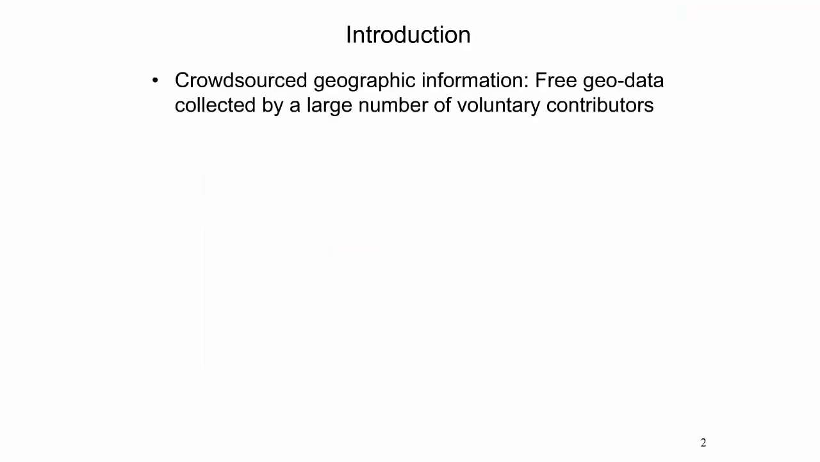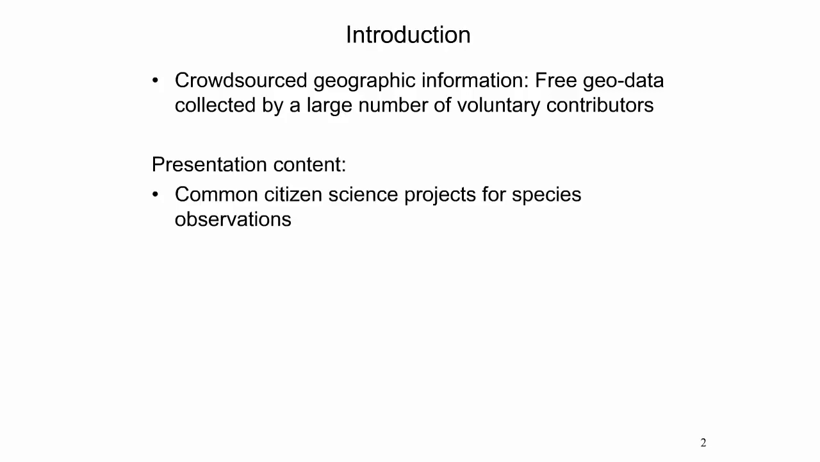Crowdsourced geographic information is user-generated content contributed by a large number of volunteers. The collected geodatasets are a free alternative to commercial datasets and governmental agency data. This presentation will cover one of three commonly used citizen science projects for field observations of plants and animals called eBird. It will go through some of the offered search functions and demonstrate methods for data exploration on maps.